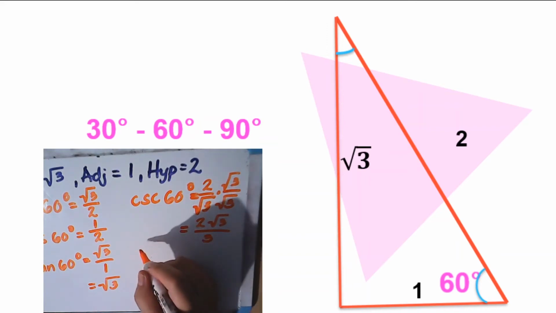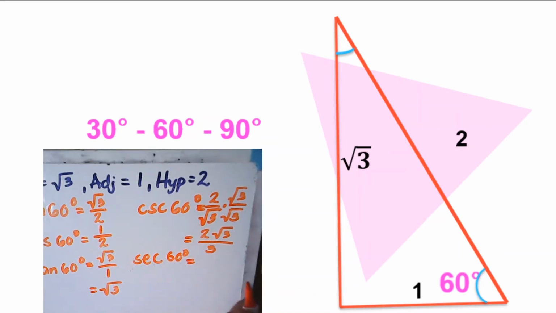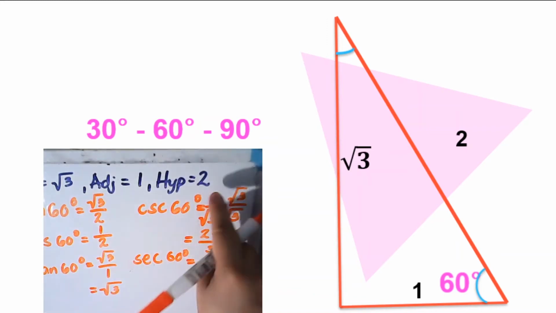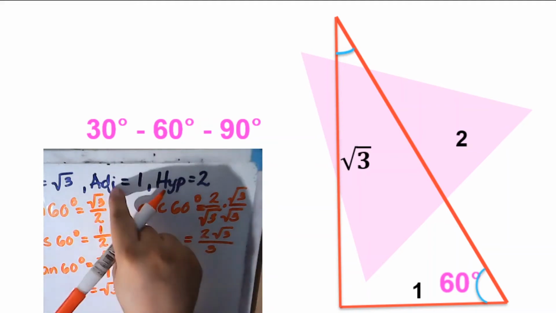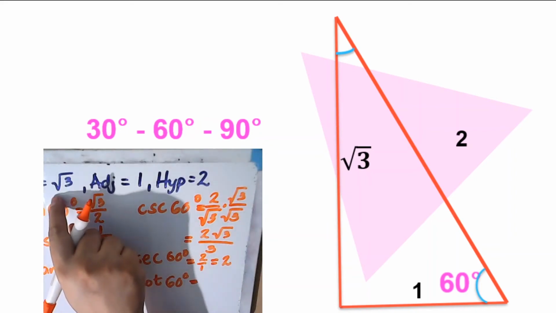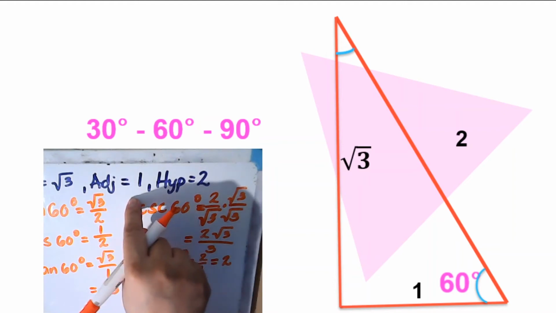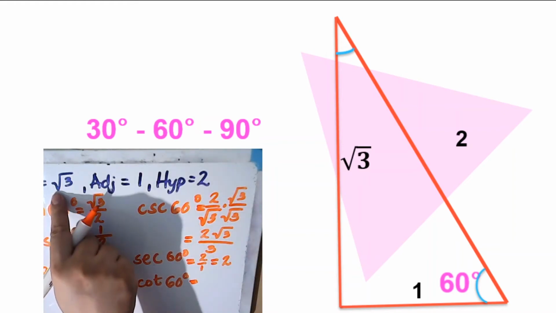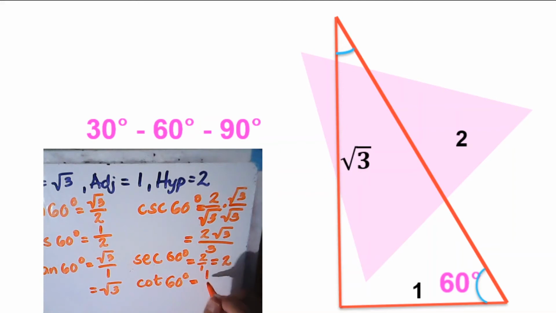Now, let us go to secant, which is the reciprocal of cosine. So, secant is hypotenuse divided by the adjacent side. So, that is 2 over 1. Therefore, this is 2. Now, let us go to cotangent 60 degrees, which is the reciprocal of tangent. If tangent is opposite side over adjacent side, cotangent is adjacent side divided by the opposite side. Therefore, it is 1 over the square root of 3.